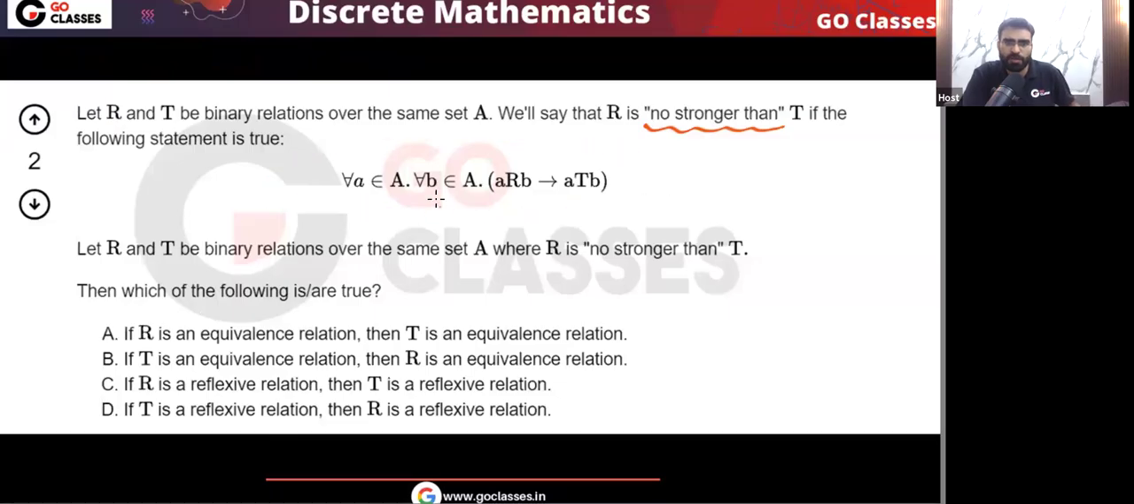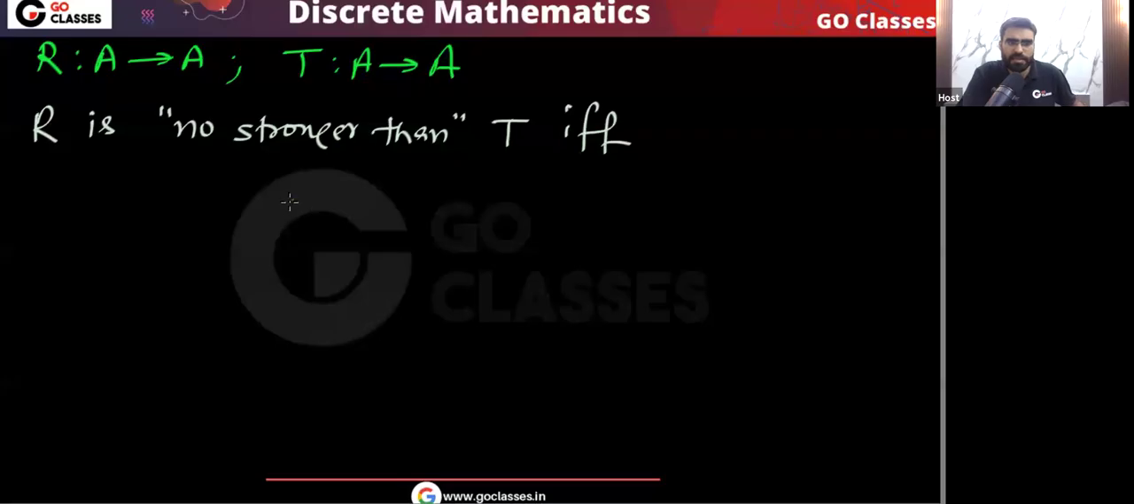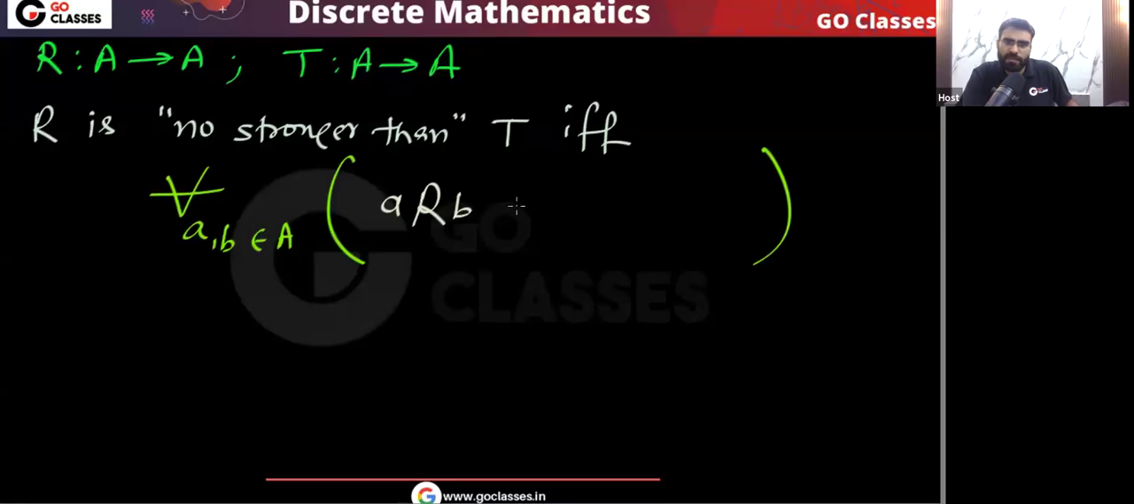For all A, for all B, if A is related to B under R, then A is related to B under T. Yes or no? See, this is the given definition: for all A, for all B in the base set, we are saying that if A R B, then A T B.